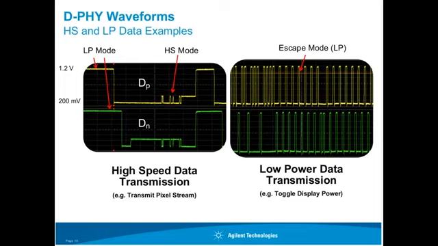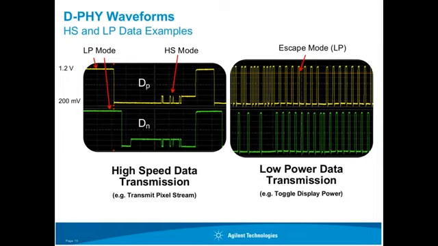The real D-PHY waveforms shown in these example screenshots are taken from the positive and negative components, which are known as DP and DN, with a high bandwidth real-time oscilloscope during the high-speed and low-power transmissions.